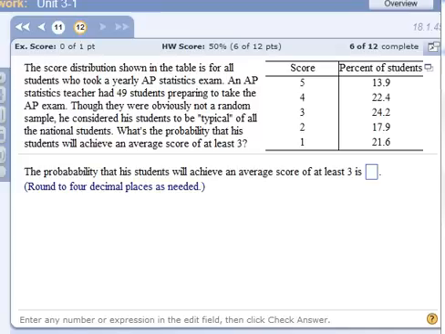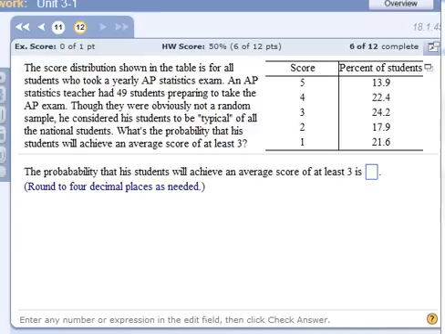Okay, the SOAR distribution shown in the table is for all students who took a yearly AP Statistics exam. An AP Statistics teacher had 49 students preparing to take the exam. Though they were obviously not a random sample, he considered his students to be typical of all the national students. What's the probability that his students will achieve an average score of at least a 3?